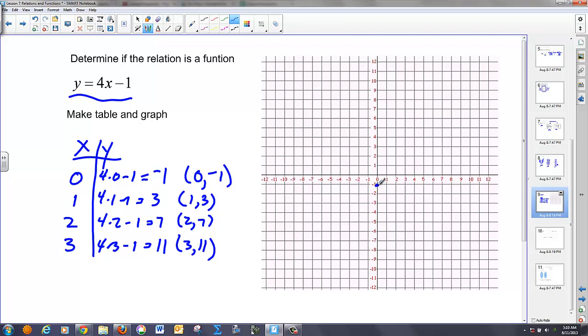So I'm going to graph these points. Here's 0, -1, 1, 3, 2, 7, 3, 11. And it appears, if I were to keep doing this forever, that these are unique points. So if I drew a vertical line through each one of these, it appears that this is a function.